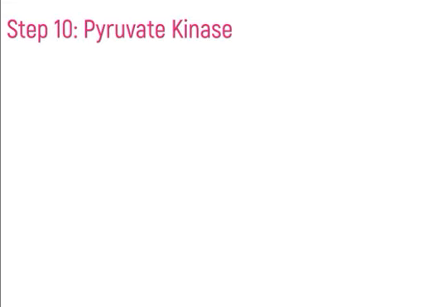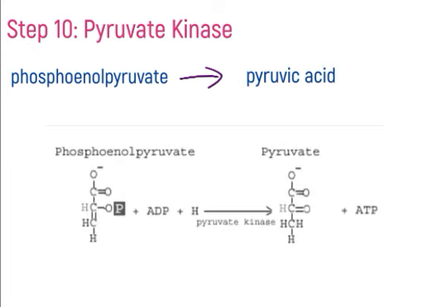The final step of glycolysis converts phosphoenolpyruvate into pyruvate with the help of the enzyme pyruvate kinase. As the enzyme's name suggests, this reaction involves the transfer of a phosphate group. The phosphate group attached to the 2-carbon of the phosphoenolpyruvate is transferred to a molecule of ADP, yielding ATP. Again, since there are 2 molecules of phosphoenolpyruvate, here we actually generate 2 ATP molecules.